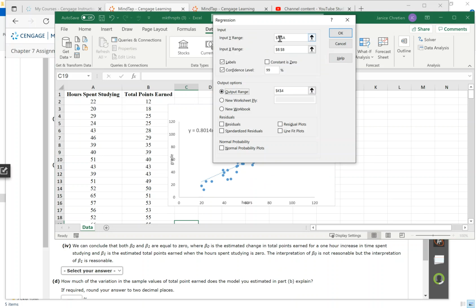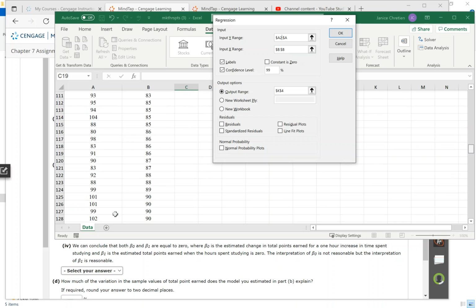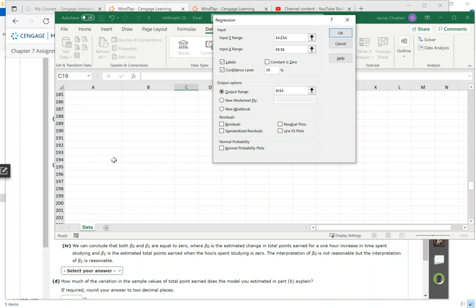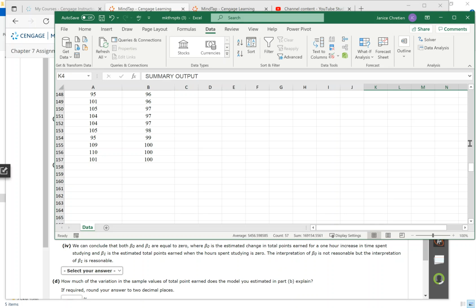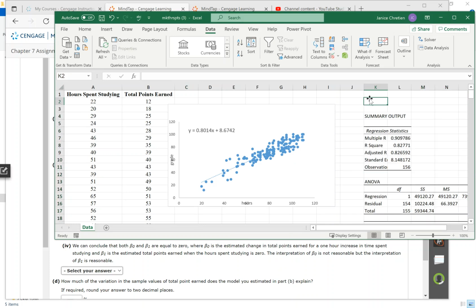I need to do A2 to A, no, A, how many are here? I can't just do A to A, apologize for that. So let me tell you how many are here. Okay, 157. So A1 to A157, and then B1 to B157. And because I told it labels, I could do that. Otherwise, you would start with 2. I like to have the labels.